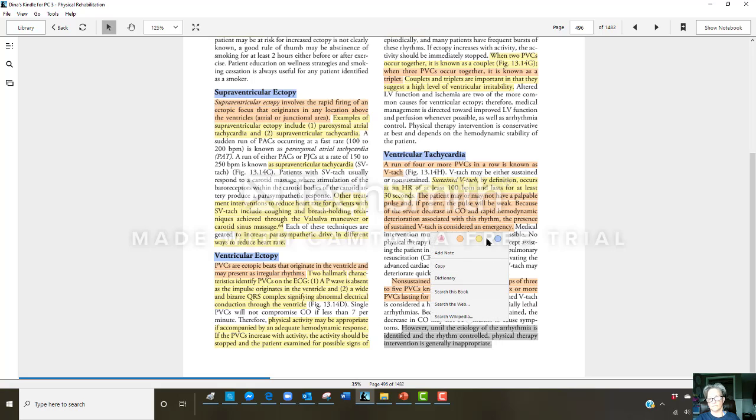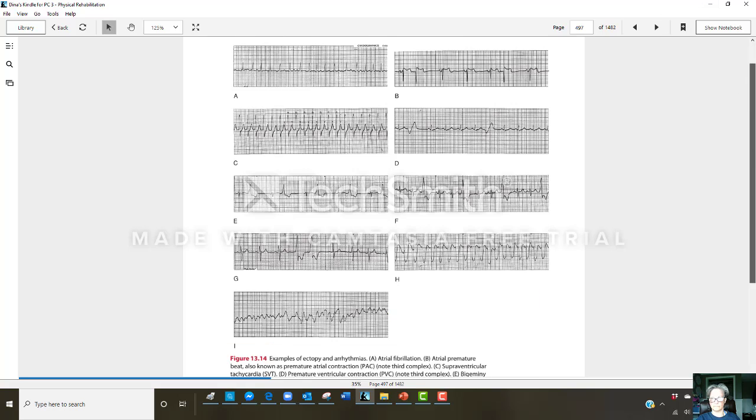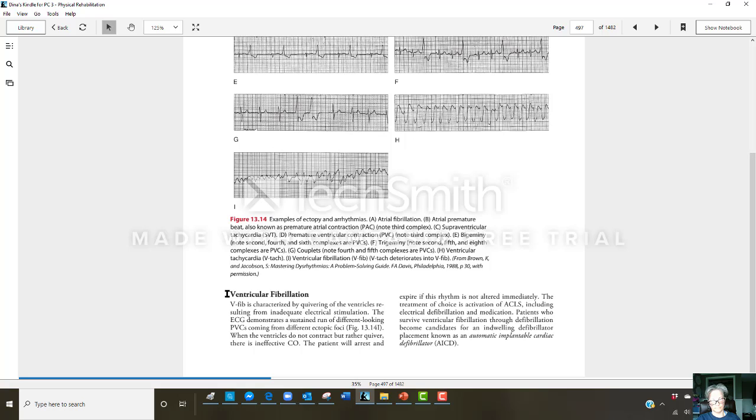Ventricular fibrillation, VFib, is characterized by quivering of the ventricles resulting from inadequate electrical stimulation. The ECG demonstrates a sustained run of different-looking PVCs coming from different ectopic foci. Figure 13.14i. When the ventricles do not contract but rather quiver, there is ineffective contraction. The patient will arrest and expire if this rhythm is not altered immediately. The treatment of choice is activation of ACLS, including electrical defibrillation and medication.